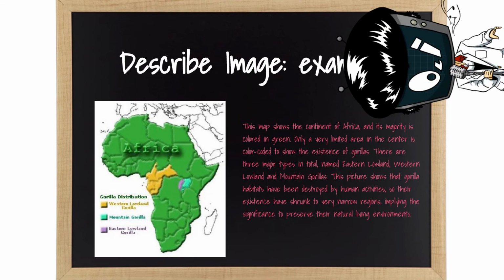This map shows the continent of Africa and its majority is colored in green. Only a very limited area in the center is color-coded to show the existence of gorillas. There are 3 major types in total, named Eastern Lowland, Western Lowland, and Mountain gorillas. This picture shows that gorilla habitats have been destroyed by human activities, so their existence has shrunk to very narrow regions, implying the significance of preserving their natural living environments.